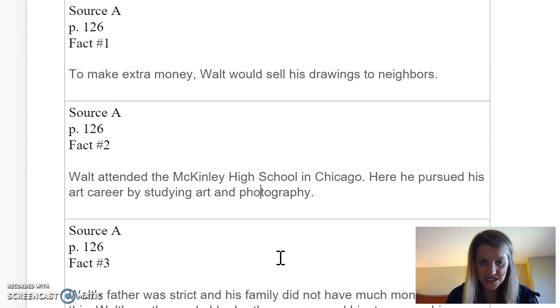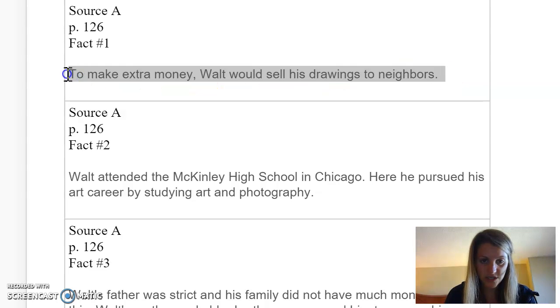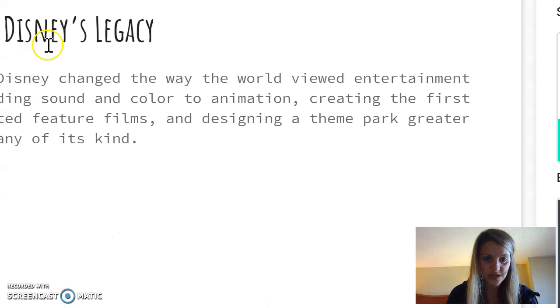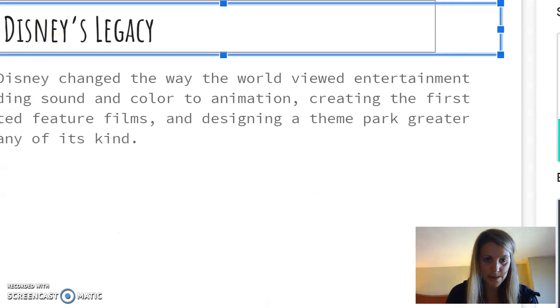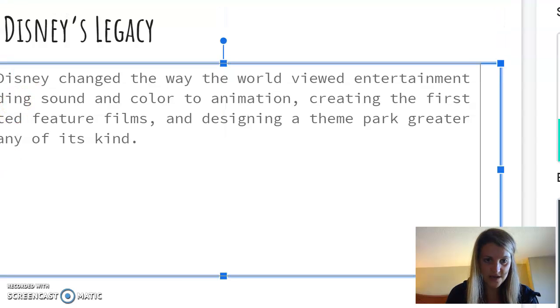So I'm going to stick to these 2 facts right here. These are the facts I'm going to include in my paragraph. So I am just going to go ahead and copy these over onto a blank page, and let's recenter this for you.